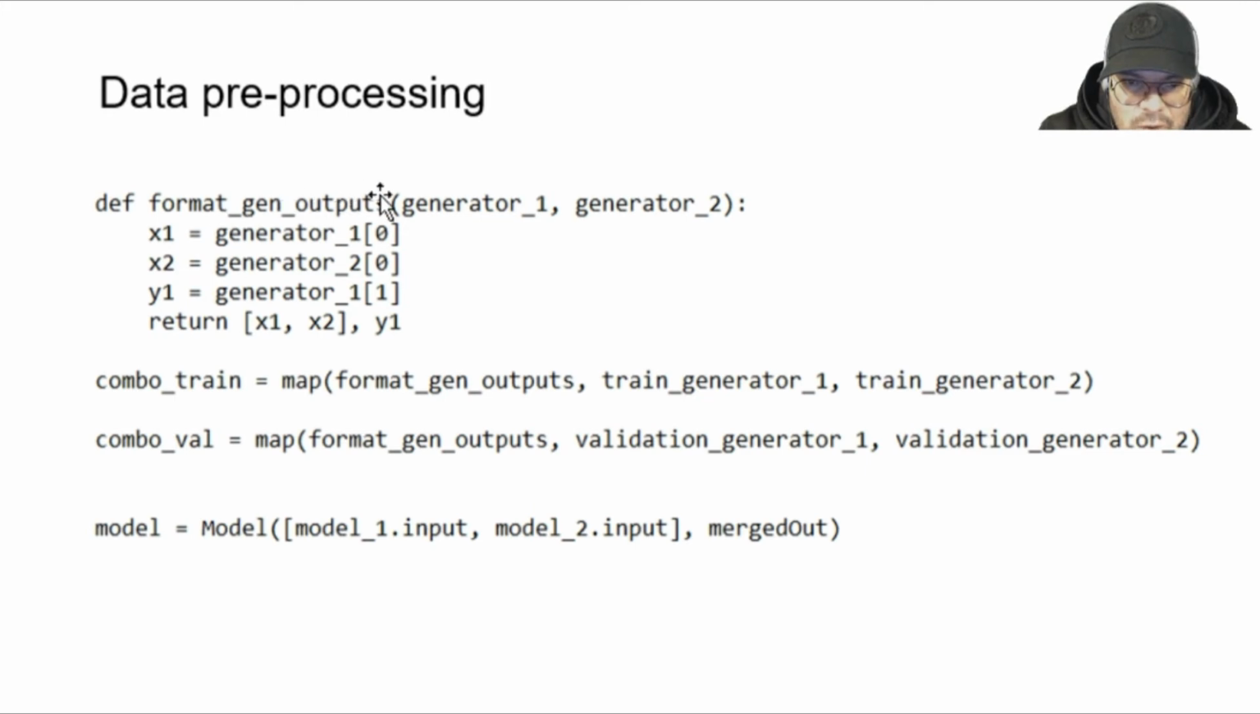So I use this function, and you can look at it, and you go ahead and map the function for the training generators and call it combination train and combination validation, also mapping the function to the validation generators. And then we use the functional API to be able to make it a dual input and a merged output.